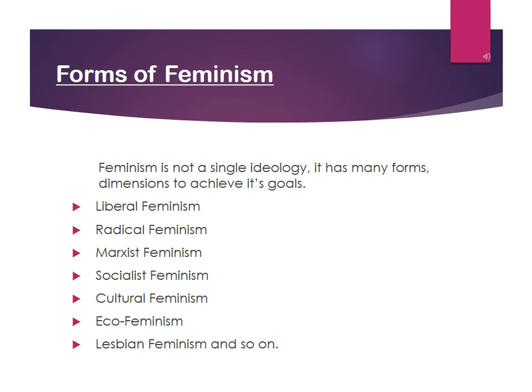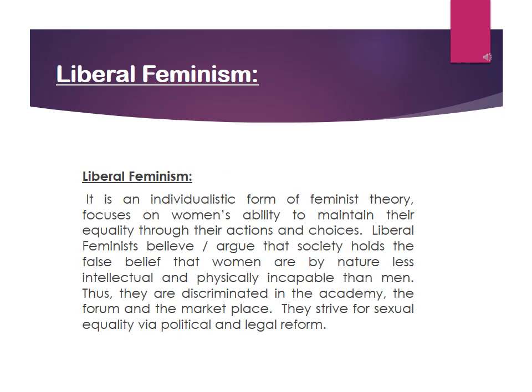Feminism is not a single ideology, it has many forms and dimensions to achieve its goals. Here I have listed a few forms of feminism for your understanding: liberal feminism, radical feminism, Marxist feminism, socialist feminism, cultural feminism, ecofeminism, lesbian feminism, and so on. Let's see the forms of feminism one by one.